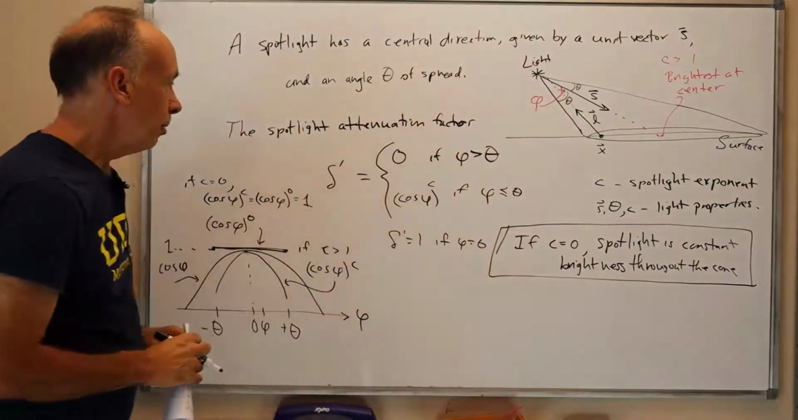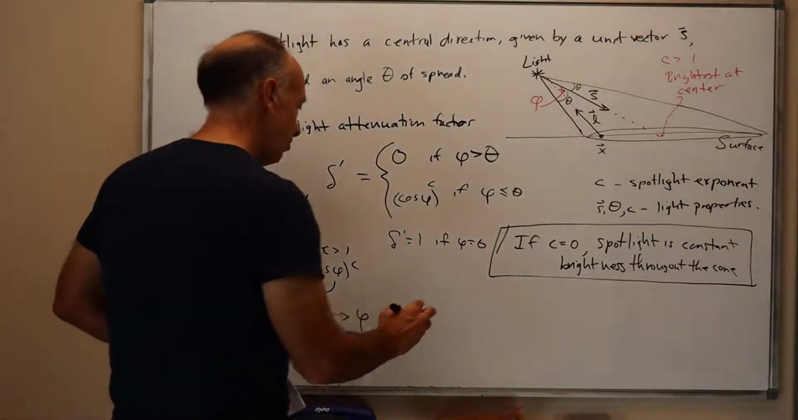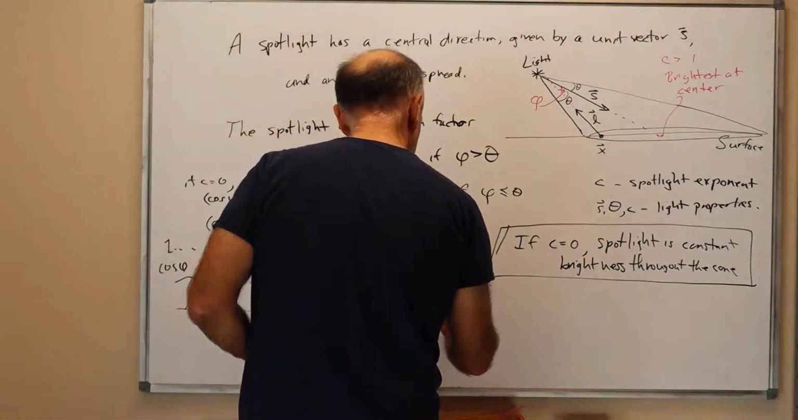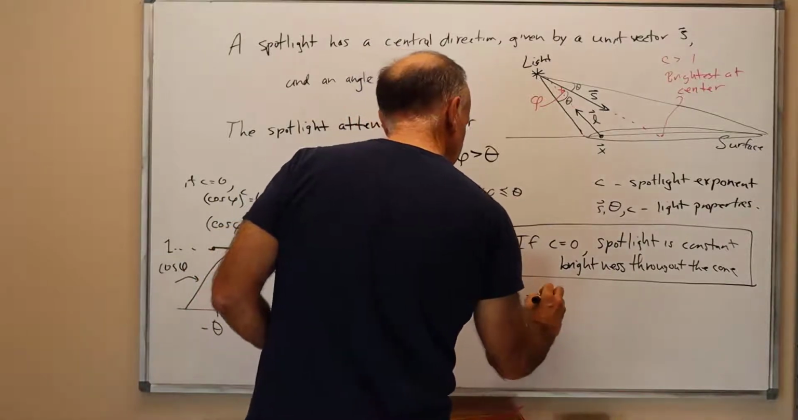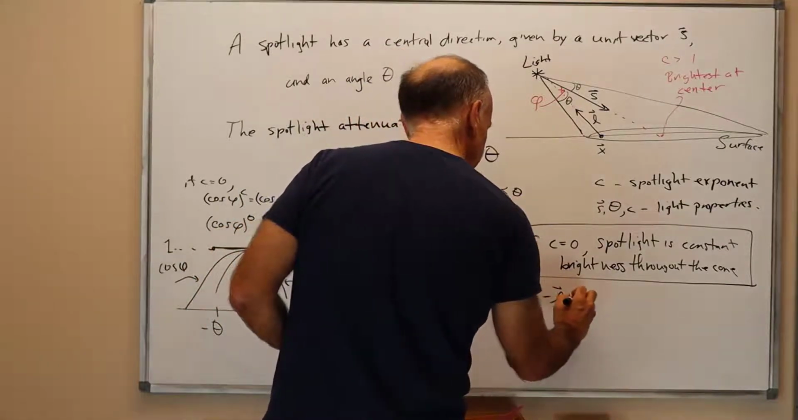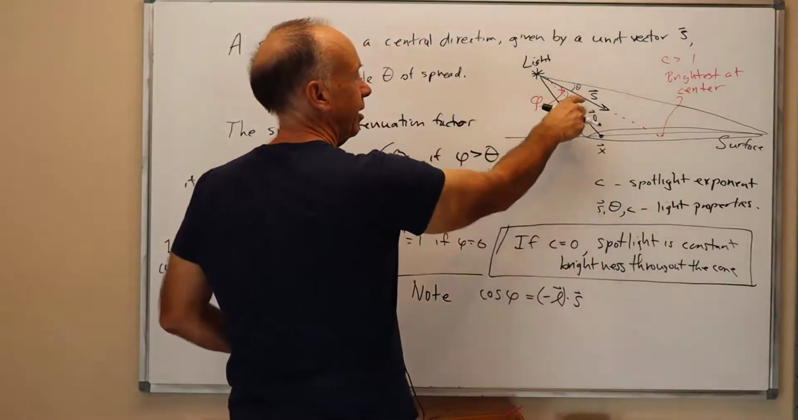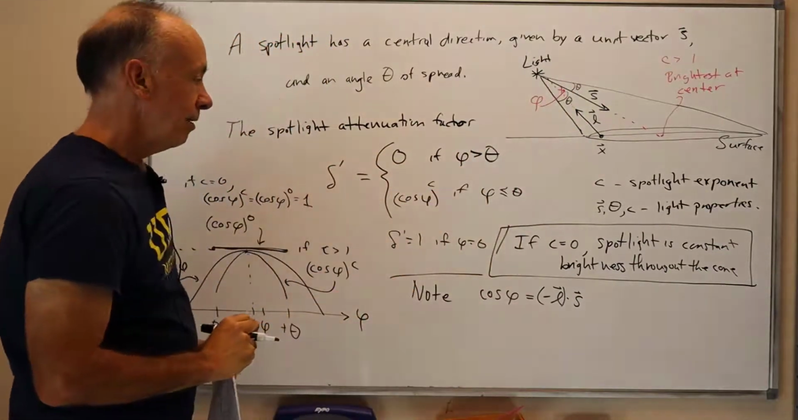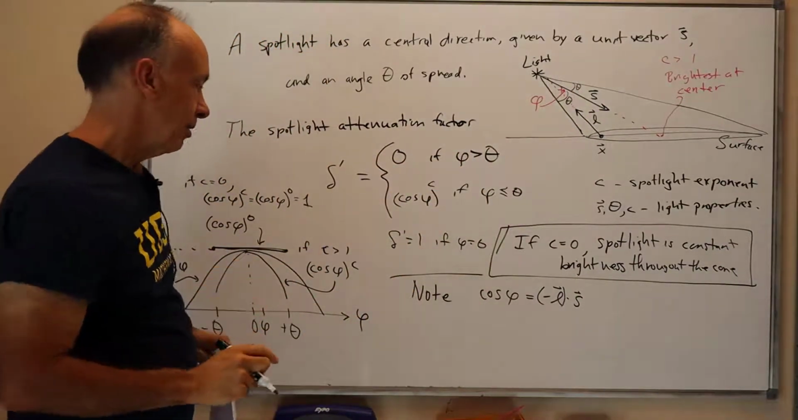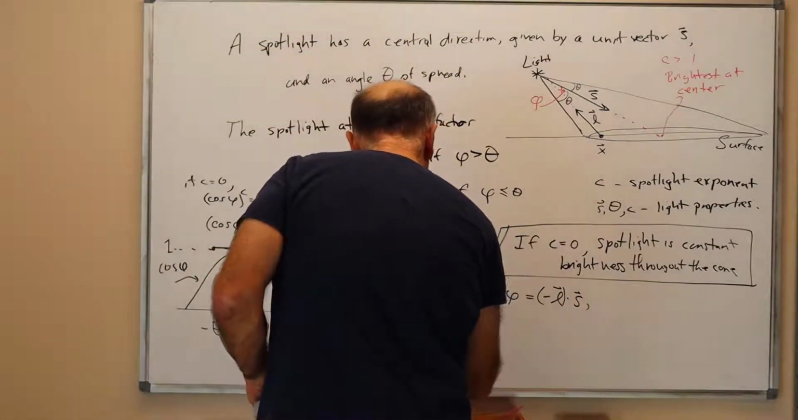So this gives us the formula. Now we have a trig function here, and I want to get rid of it. The nice thing to notice is that cosine of phi is equal to negative L dot S. Why? Because L and S are unit vectors, and they make an angle phi with each other. The negative sign is because they're pointing in opposite directions. So we can recompute in a simpler way.